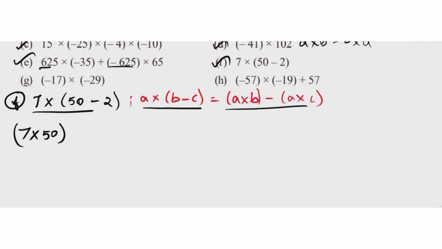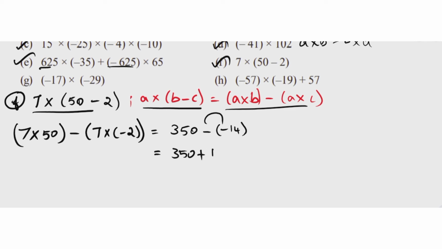So 7 multiplied by 50 minus 7 multiplied by minus 2. Okay, so we can do it step by step. 7 multiplied by 50 is nothing but 350, minus 7 twos is minus 14. So now I have to add. Why am I adding? Because minus into minus is plus. So 350 plus 14, which is nothing but our answer, 364. I hope you understand, right?